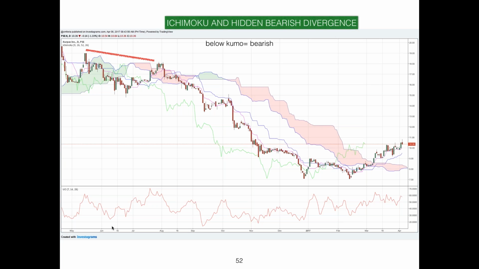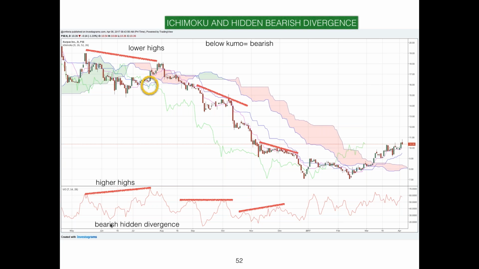You have a bearish Kumo. And you see several price ranges making lower highs, and you see the oscillator making higher highs. So what we have here are multiple hidden bearish divergences. Bearish hidden divergences tell you that the trend will continue. Therefore, price will continue to drop.